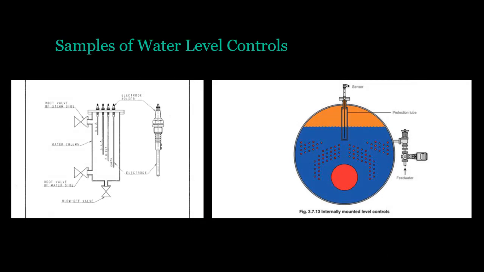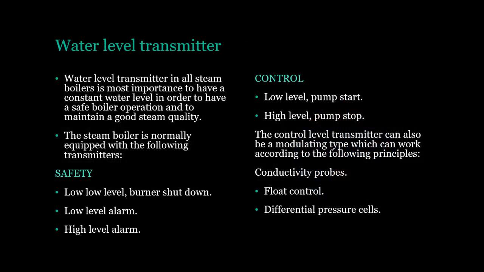Samples of water level controls. Water level transmitter: in all steam boilers it is most important to have a constant water level in order to have a safe boiler operation and to maintain a good steam quality.